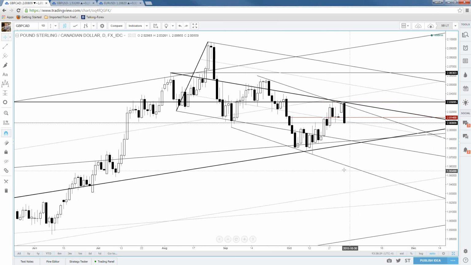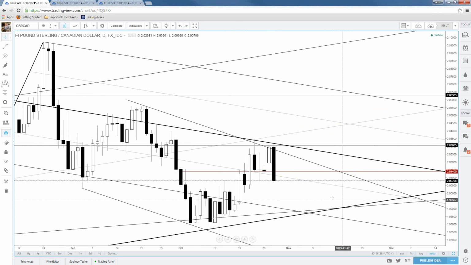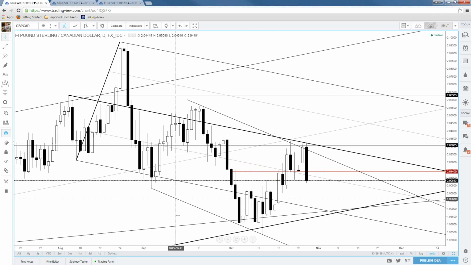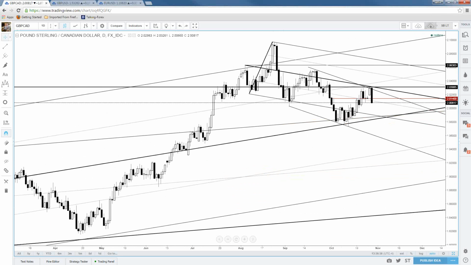By the way, the monthly opening price is 201.40 for pound CAD. So, if the market were to extend its losses here, look for a pullback into 201.40 to get short and get on board what could be a big breakdown in pound CAD.